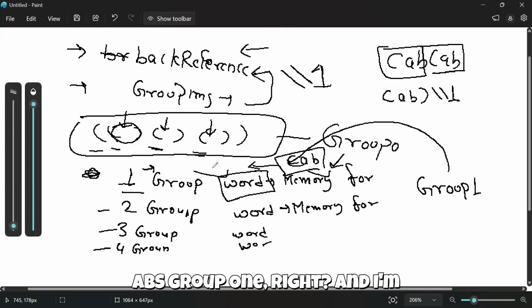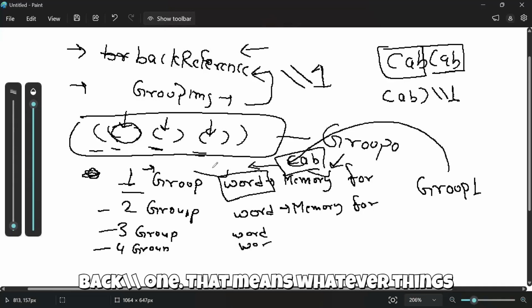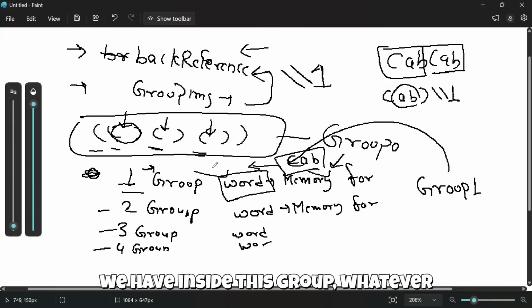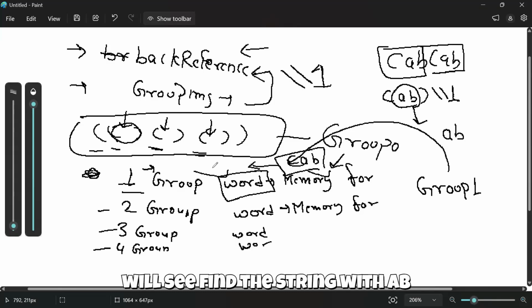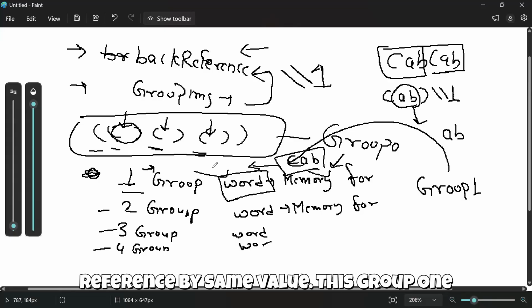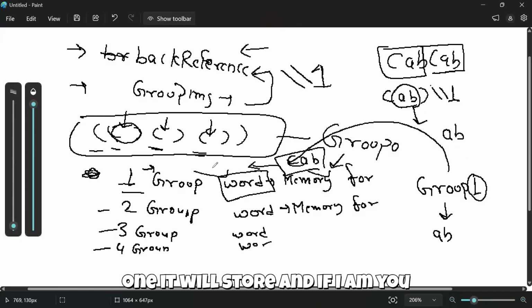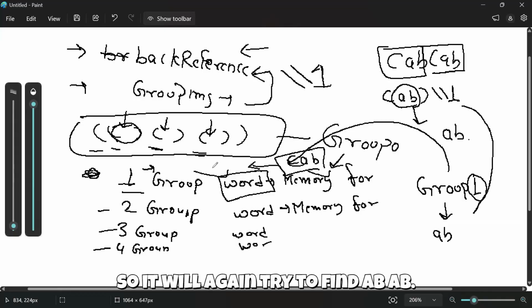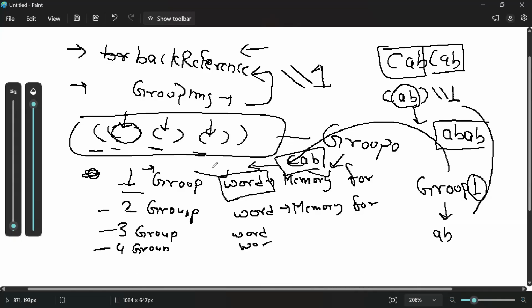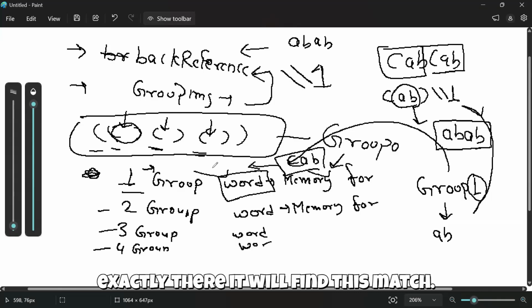AB is group 1, right? And I'm saying immediately referred by group 1, backslash 1. That means whatever things we have inside this group, I will find the string with AB immediately followed by our back reference, the same value. This group 1 will store what? AB. And if I am back referencing it by using 1, that means 1 has what value stored? AB. So it will again try to find AB. So if we are trying to find this pattern, AB exactly there, it will find this match.